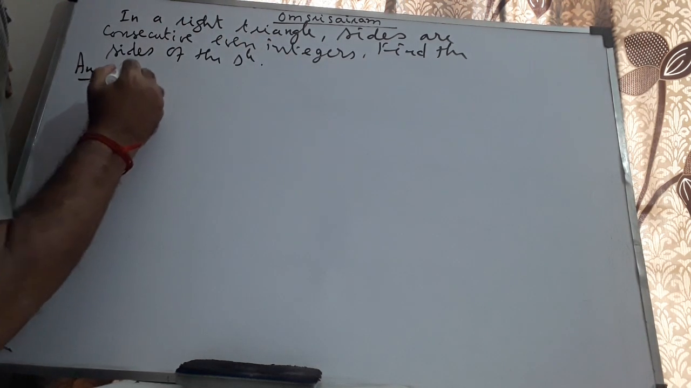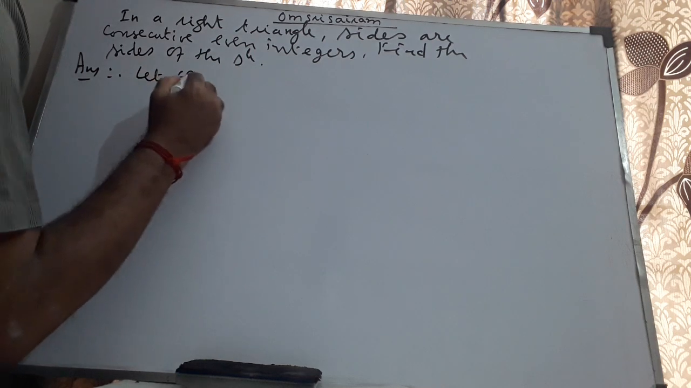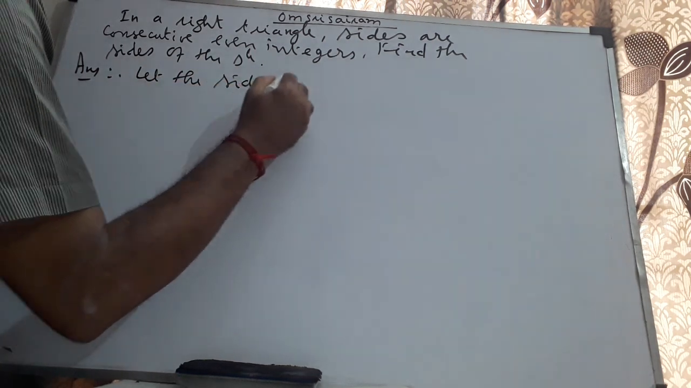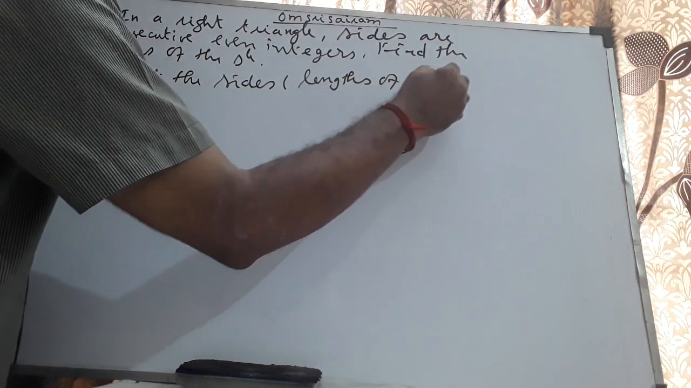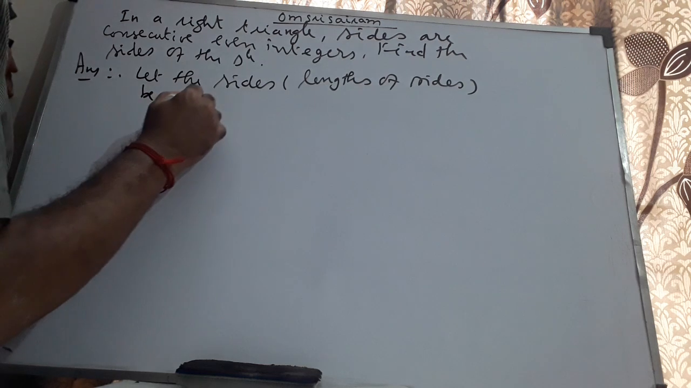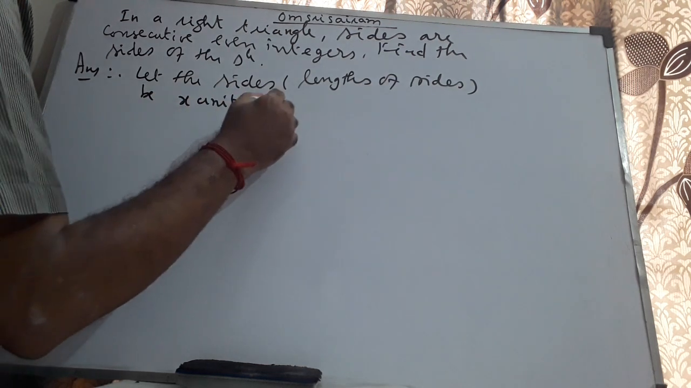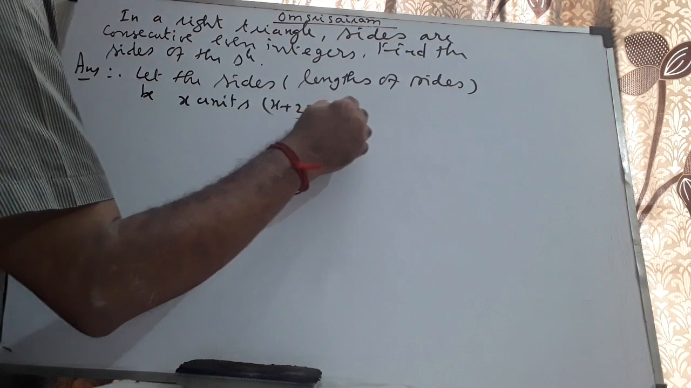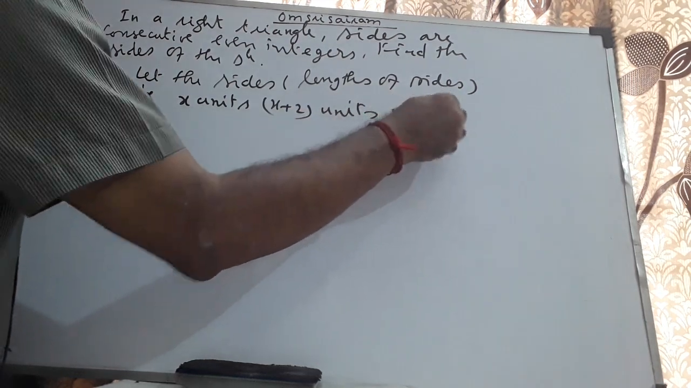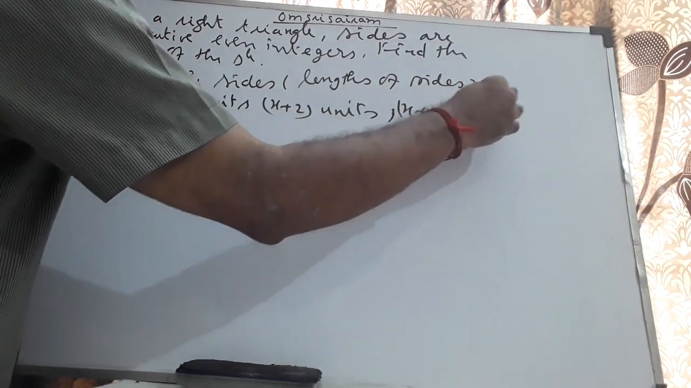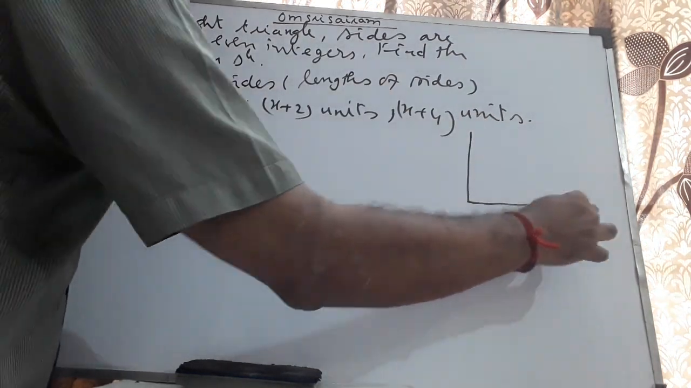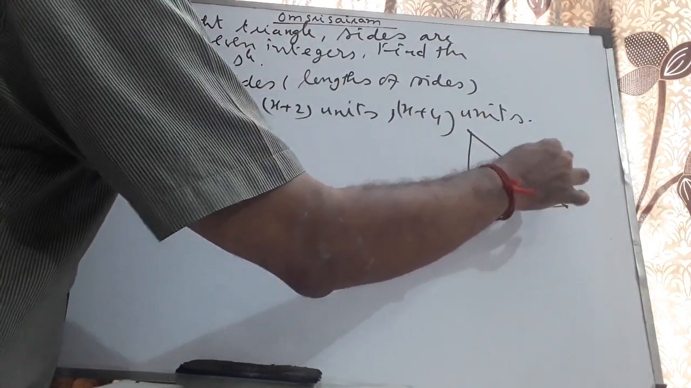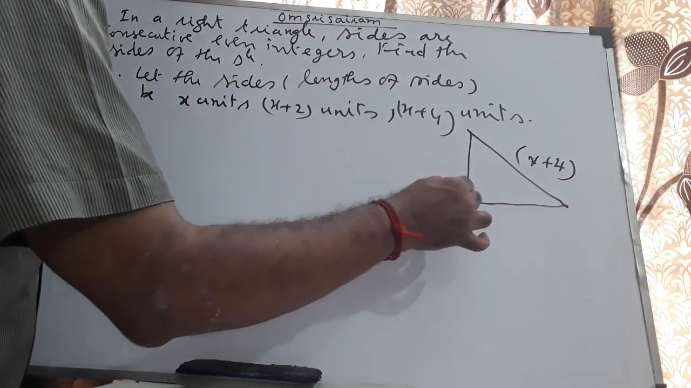Answer. Let the sides or lengths of sides, either way you can write, be x units, x plus 2 units, x plus 4 units. If x is an even number, the next two even numbers will be x plus 2 and x plus 4. Everybody knows, out of these, the greatest value is the hypotenuse.